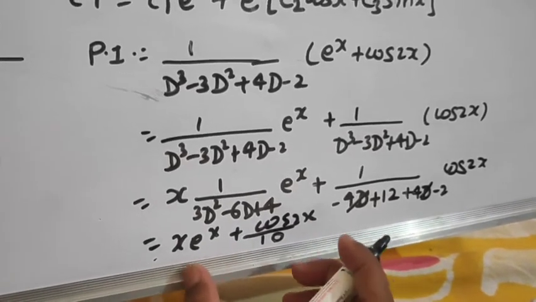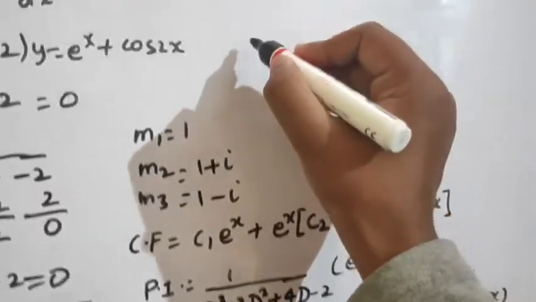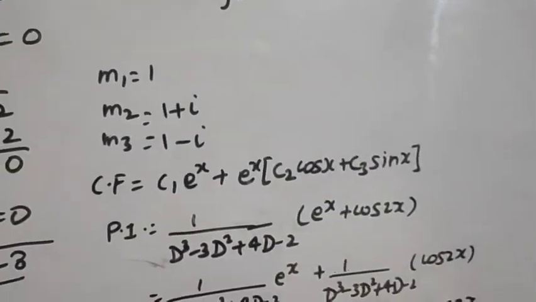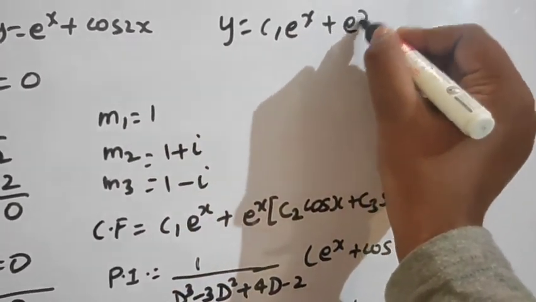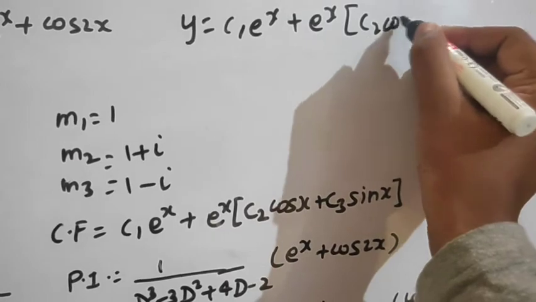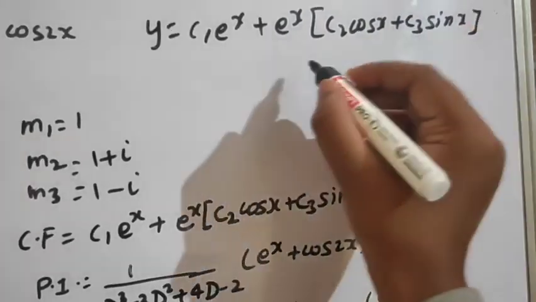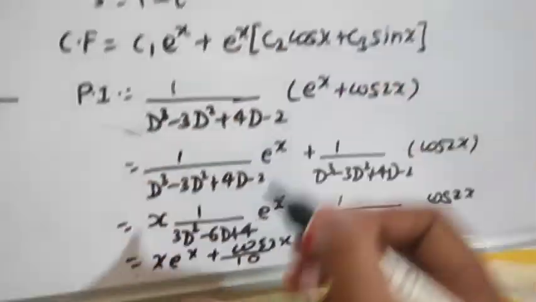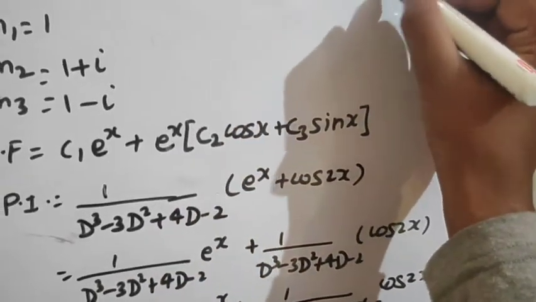Okay, so this is the particular integral, and this was the complementary function. Y you are getting as CF plus PI, plus the PI, which is x e^x plus cos 2x divided by 10.